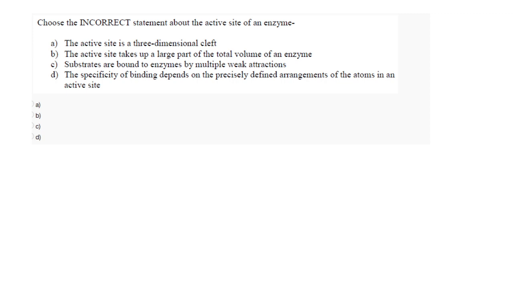Option B is the incorrect statement. It says the active site takes up a large part of the total volume of the enzyme. No, the active site is not a large part of the total enzyme. It's a part, but it's not a large part. So option B is correct, as it is the incorrect statement.